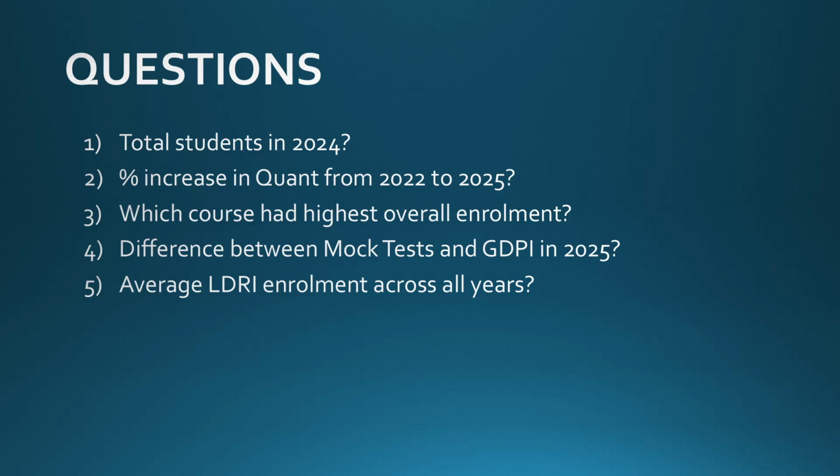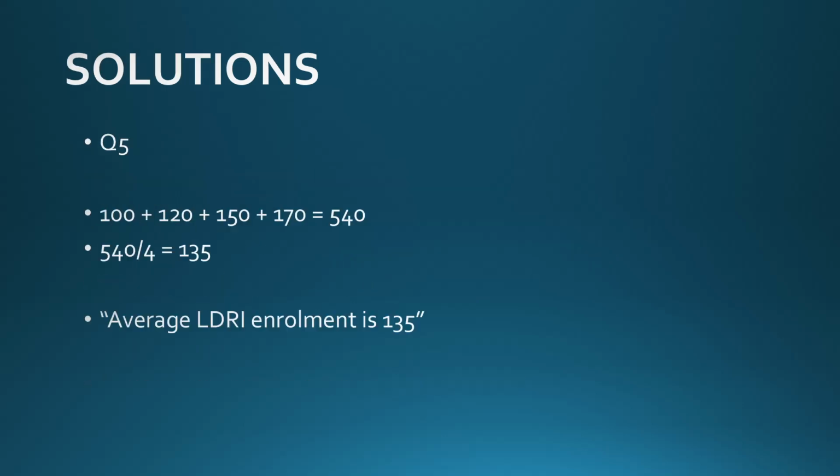What is the last question? Average LRDI enrollment across all years. So we'll do the sum divided by 4. So the sum is 540 divided by 4, which is 135. So average LRDI enrollment is 135. So that's it. One set solved. Let's look at the next set.